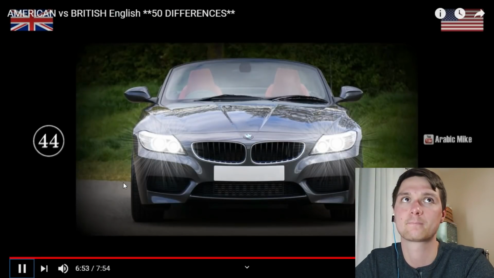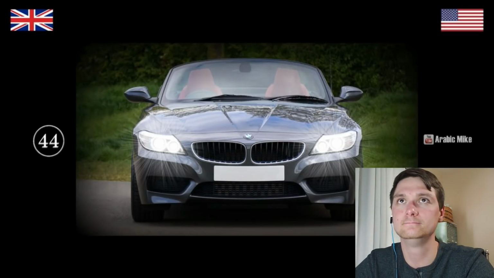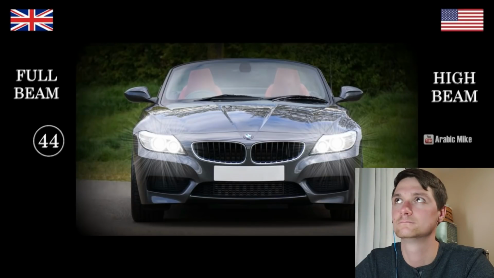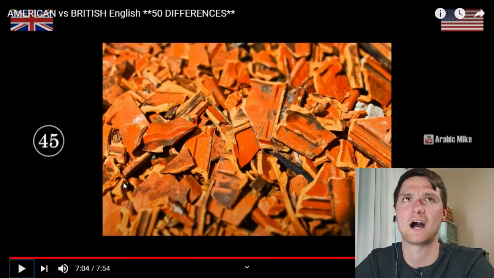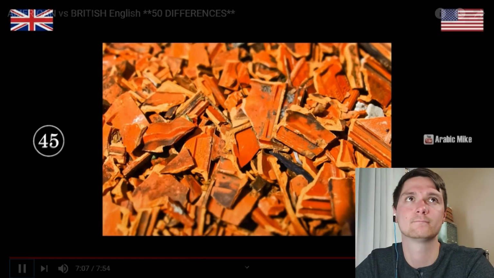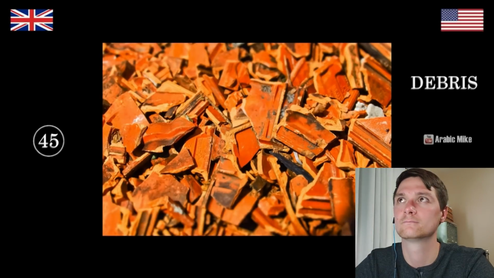So this is a car and the headlights are on. They're on their highest setting. So what do you call that? High beam. We say full beam. What's this? Chocolate? No, I think that's like clay tile. It looks like ceramic broken up bricks. Oh, actually, it's not chocolate. Try again. Debris. We say debris.